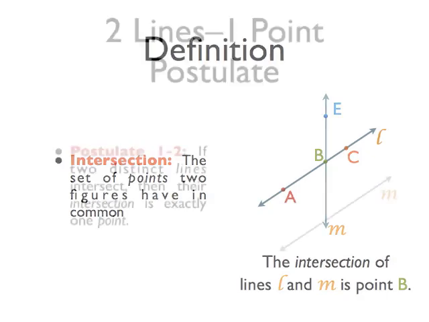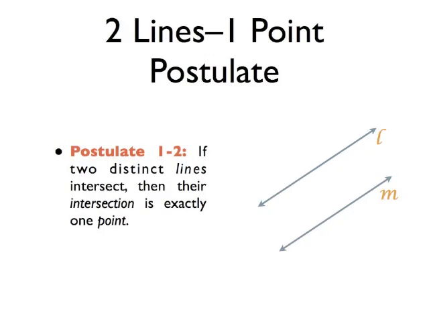Our next postulate I like to call 2 lines, 1 point. This says that if 2 distinct lines, here we have L and M, intersect, then they will intersect in exactly 1 point. Here we see point B. This also can be accepted as fact because in order for them to intersect in more than 1 point, one of them would have to be curved, and again, a line is a straight path.